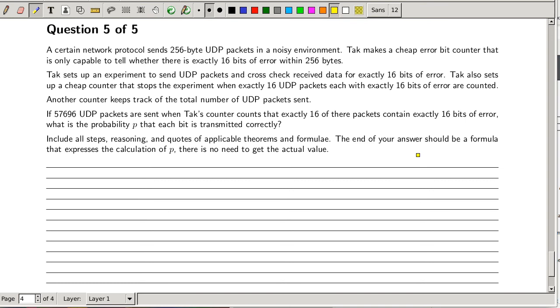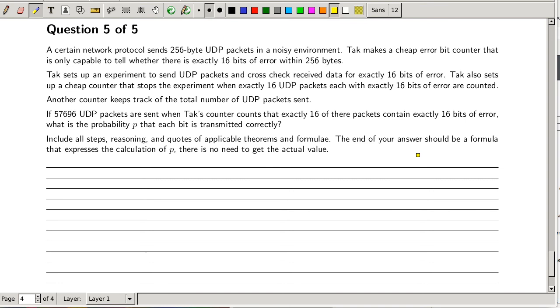It says a certain network protocol sends 256 byte UDP packets in a noisy environment. Okay, so do you need to know what is a UDP packet? No. But you do need to know what is 256 bytes. 1 byte has 8 bits. That is important. And TAC makes a cheap error bit counter that is only capable of telling whether there are exactly 16 bits of error within 256 bytes.